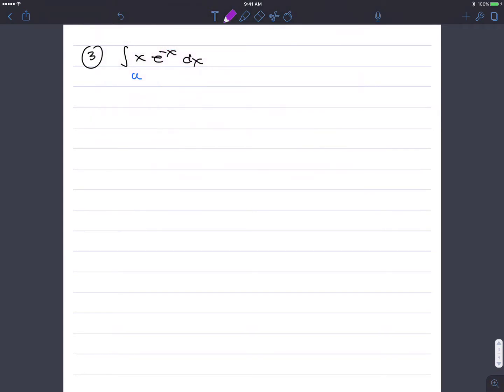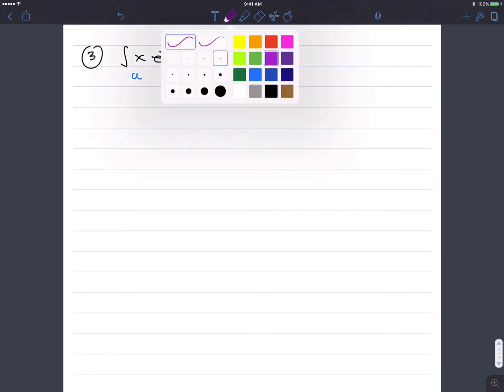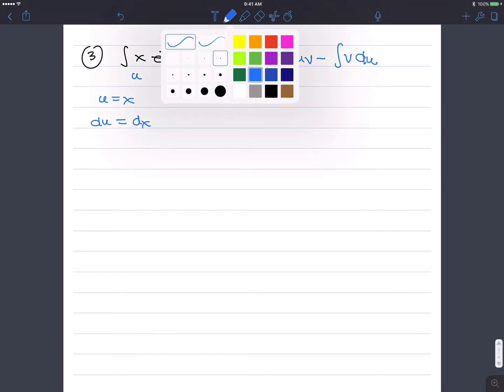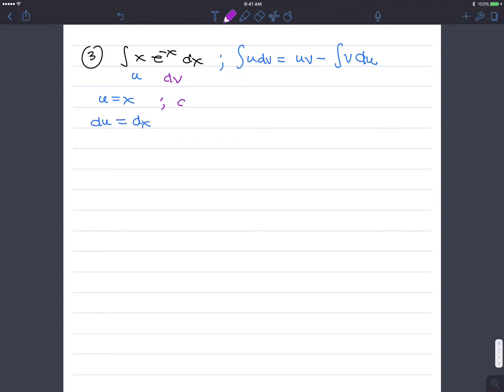And then we want the rest of this to be dv, meaning, let's write this format. You have the integral of u dv being uv minus integral v du. Okay, so let's see. Since u is x, I get du equals dx. Let's find v. dv is e to the minus x dx, which means v will be the integral of e to the minus x dx.